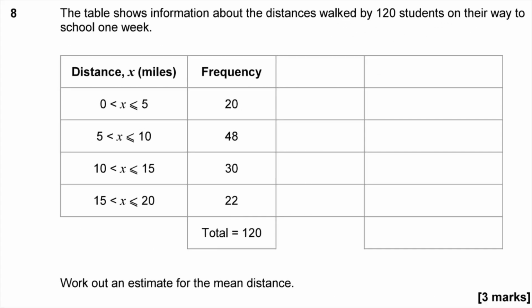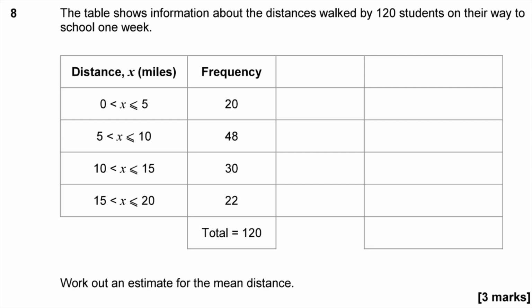Question 8. The table shows information about the distances walked by 120 students on their way to school in 1 week. And you can see that we've been given a grouped frequency table for those distances. So I've got 0 to 5. There are 20 students who walk between 0 and 5. 48 students walk between 5 and 10 miles. 30 students walk between 10 and 15 miles. And 22 walk between 15 and 20 miles.